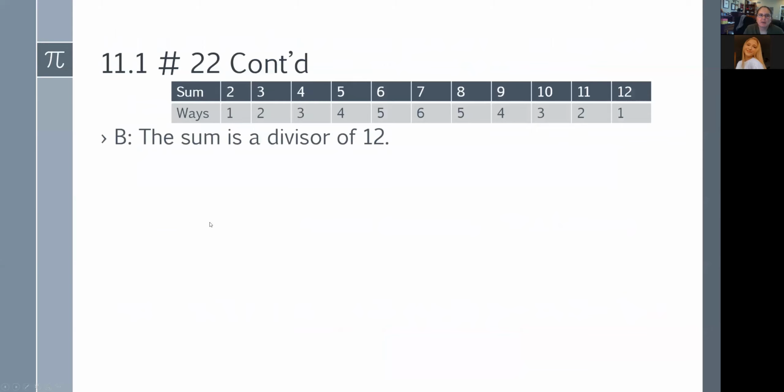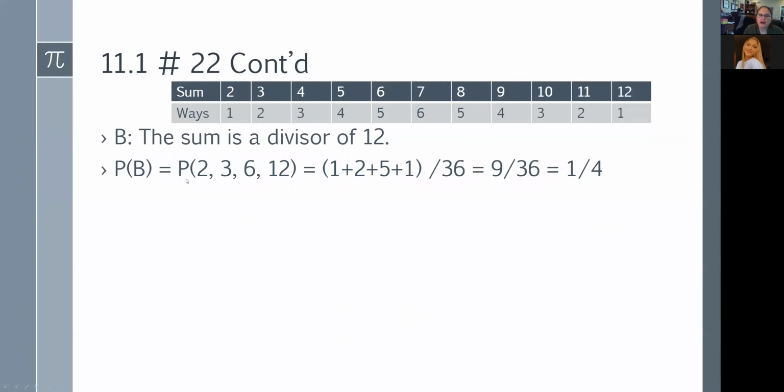Okay. Part B, we want to figure out the probability that the sum is a divisor of 12. So the divisors of 12 that we could roll as the sum are 2, 3, 6, and 12. So I know there's 1 way to get a 2, 2 ways to get a 3, 5 ways to get a 6, and 1 way to get a 12. So that gave me a probability of 9 out of 36, which reduced down to 1/4.